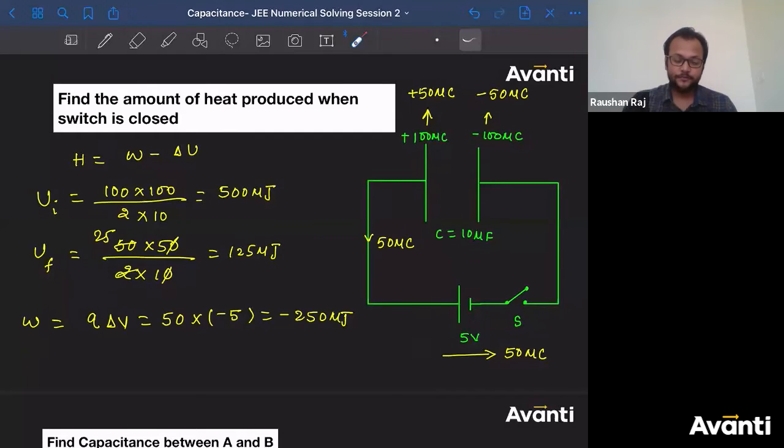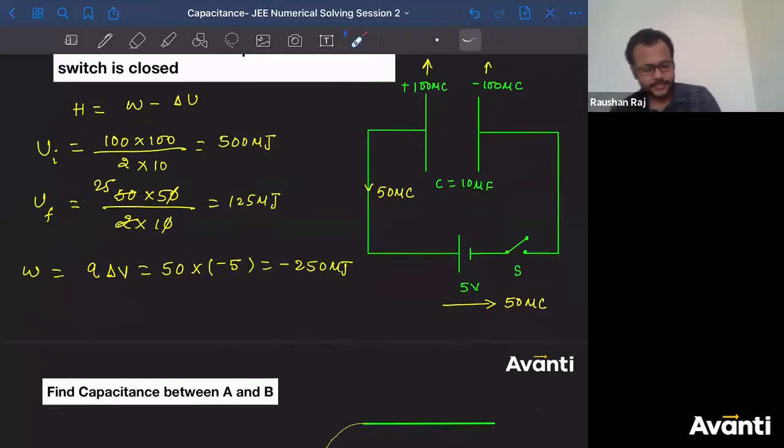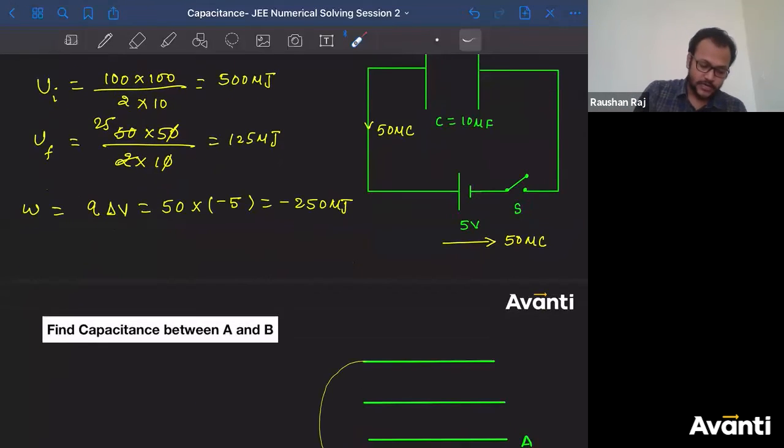As you can see also, the initial energy stored in the capacitor was 500 microjoule. Finally, the capacitor has only 125 microjoule of energy. That means the energy of this capacitor has decreased. So this capacitor will get discharged and this will get a bit charged. All right, very good. So how much work done did we get? Minus 250 microjoule.